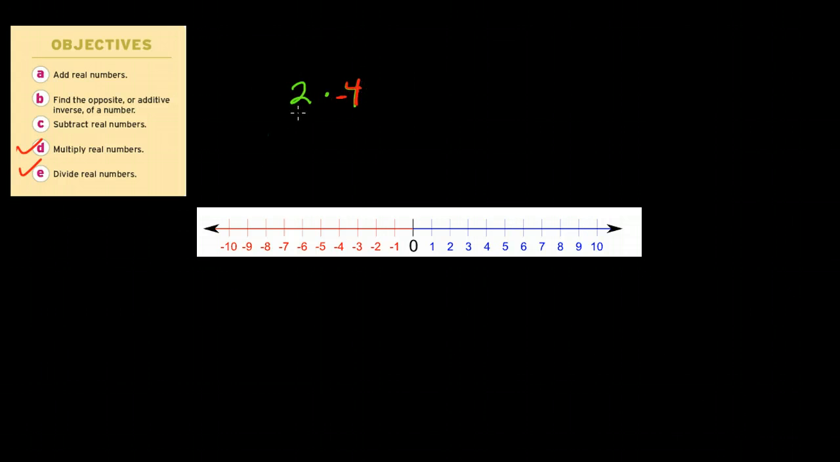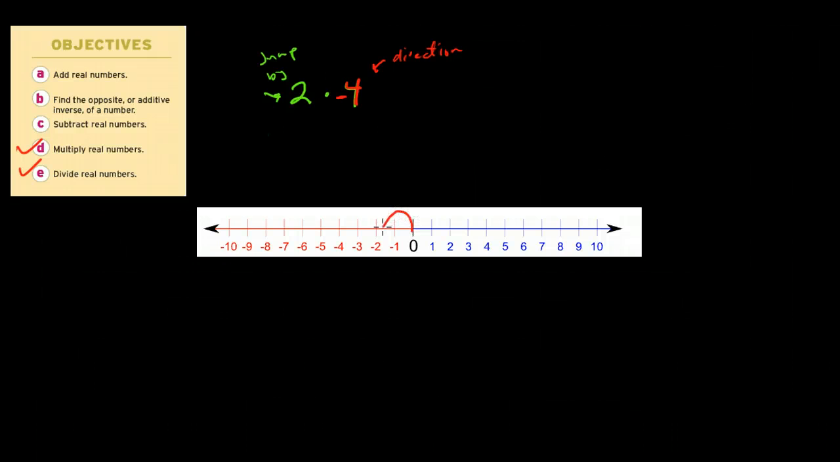What if I now had 2 times a negative 4? What that means is we're going to jump by 2 in a negative 4 direction. Or I'm going to do that in the negative direction 4 times. Or I'm going to jump 2 times in the negative 4 direction. Either way, it's the same thing. By starting at 0, let's do it the first way. Jump by 2 in the negative direction 4 times.